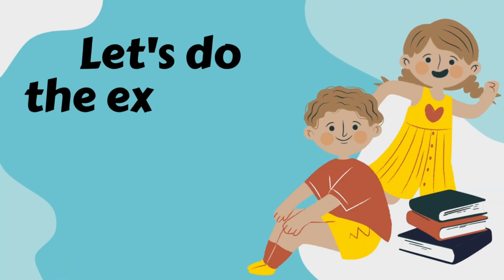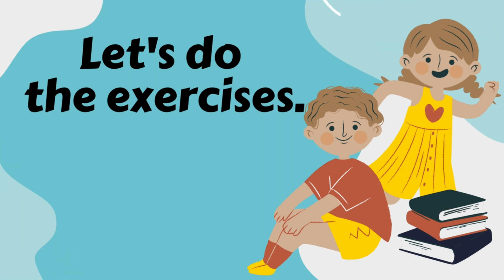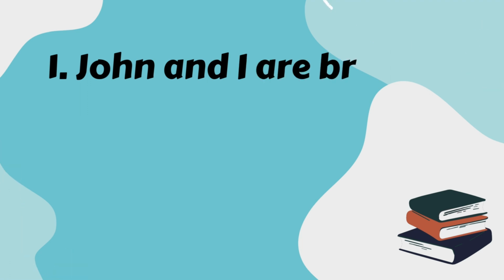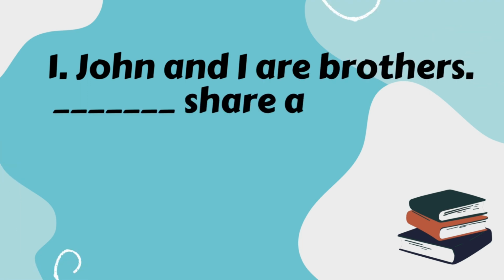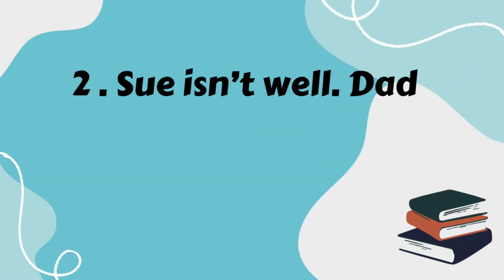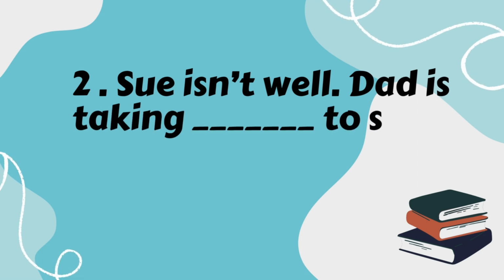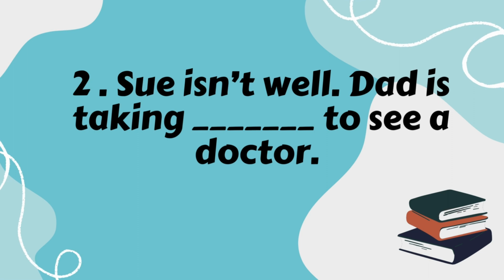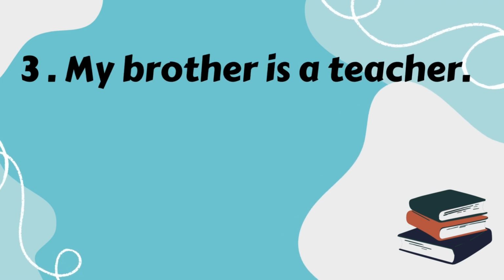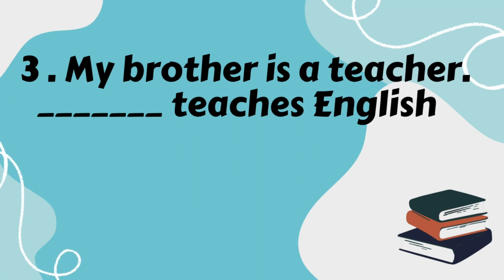Let's do the exercises. John and I are brothers. Blank share a bedroom together. Sue isn't well. That is taking blank to see a doctor. My brother is a teacher. Blank teaches English.